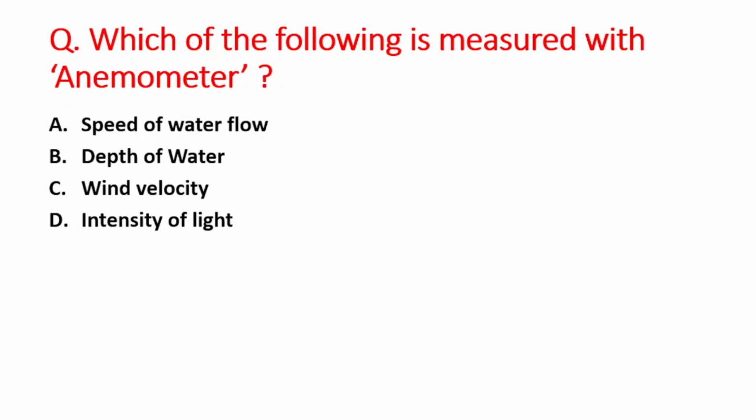Next question is which of the following is measured with anemometer? A is speed of water flow, B is depth of water, C option is wind velocity, and D option is intensity of light. So right answer is option C, that is wind velocity is measured with the instrument called anemometer.